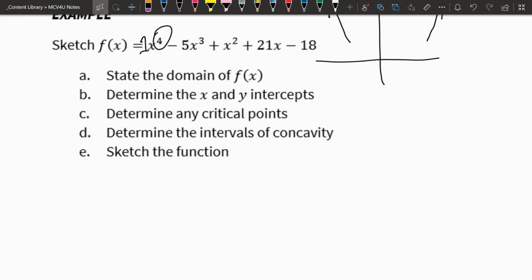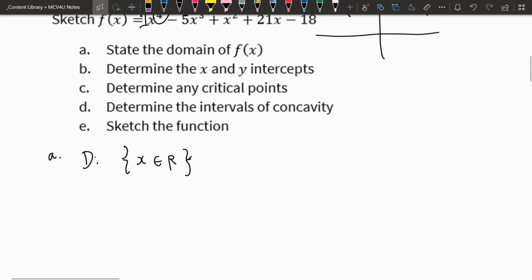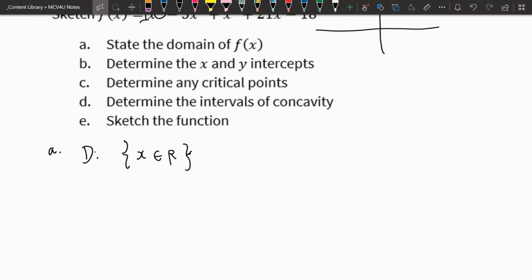For any polynomial, we know polynomials are continuous functions. There are no restrictions in the domain. This is not a piecewise function with any restrictions. So we can state here that for part A, the domain is x is every real number, using my curly brace set notation.